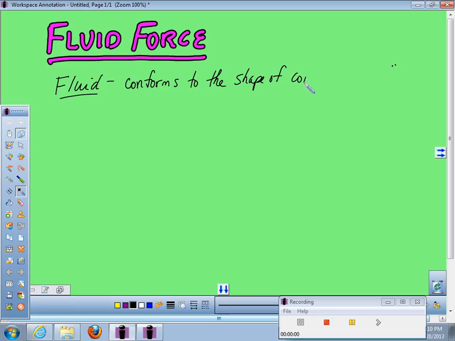Yeah, actually, you may have talked about this more in chemistry than you would have in physics. So, liquids are obviously fluids. What other state of matter is fluid? A gas will conform to its container.